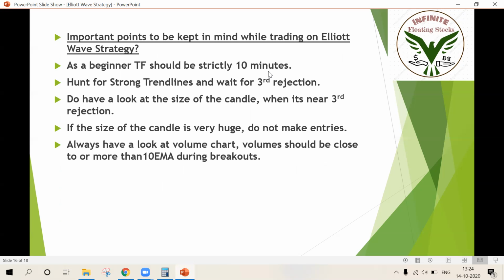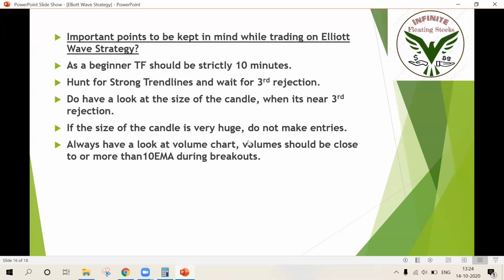As a beginner, the time frame should be strictly 10 minutes. You need to hunt for strong trend lines, I repeat, you need to hunt like a lion for strong trend lines and wait for the third reaction. This third reaction is very important because the third reaction will be huge. Do have a look at the size of the candles when it's near the third reaction. If the candle size is very huge, ignore the trade. Do not make entries.